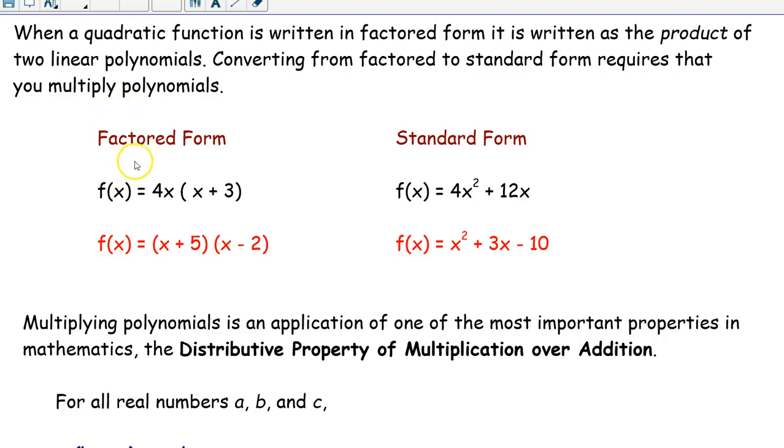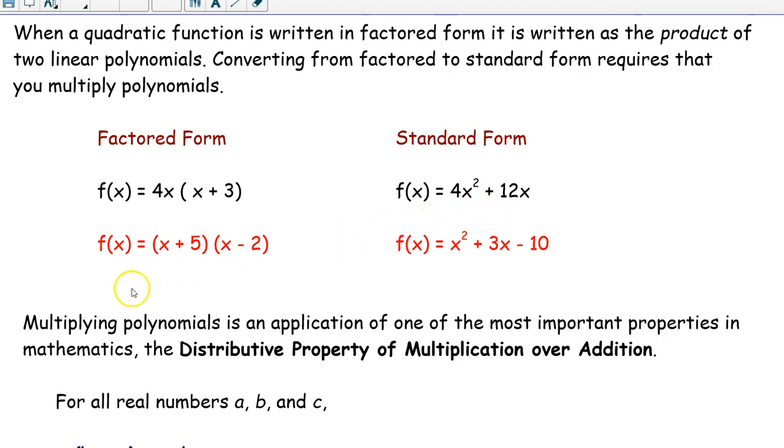Okay, factored form of a quadratic function and standard form. We have here f of x is equal to 4x times x plus 3. So this is the factored form of a quadratic function. Of course, one of the intercepts is 0. That's why they didn't write x minus 0 times x plus 3. And its standard form is 4x squared plus 12x.